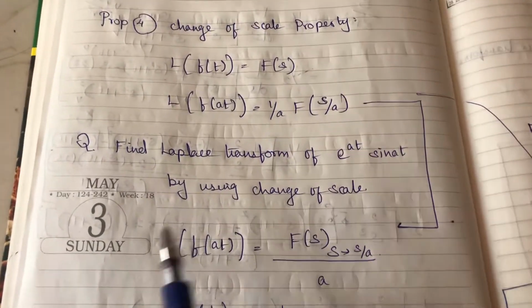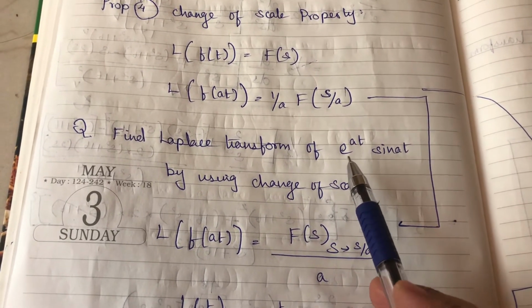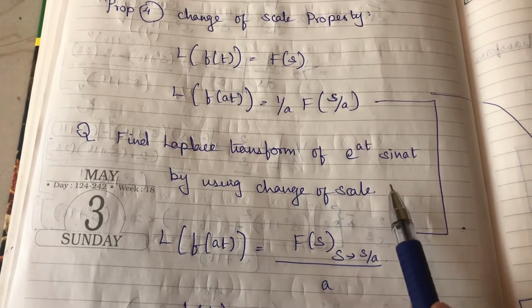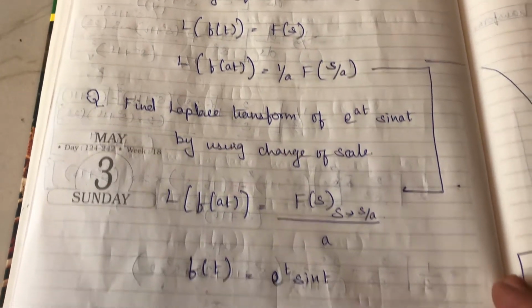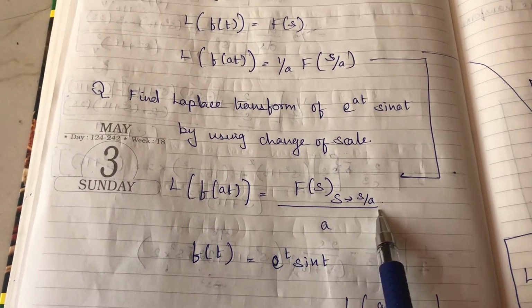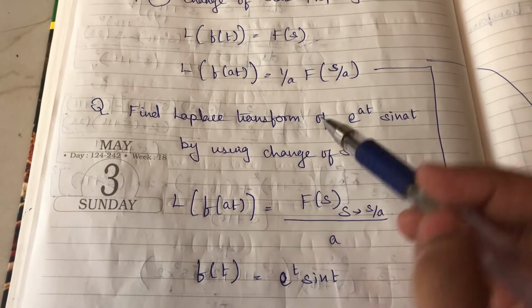Okay, so let me say find Laplace transform of e power at. So you can see here the function is like at into sin at by using the change of scale. They have asked one question. So L of f of at will be equal to f of s by a.